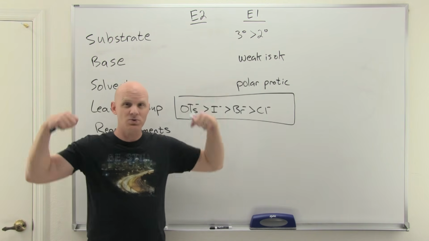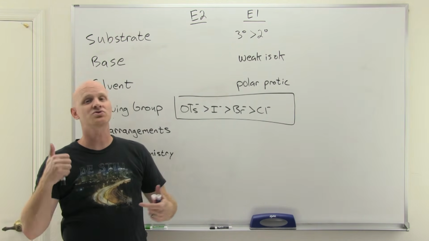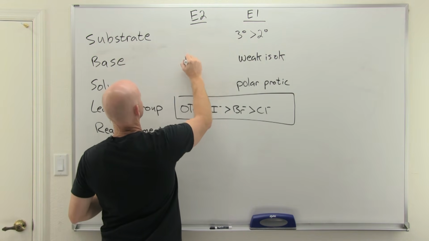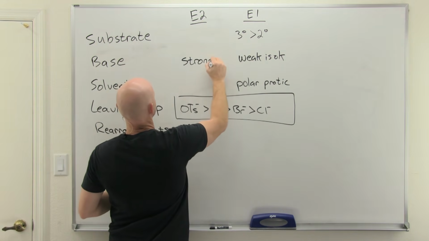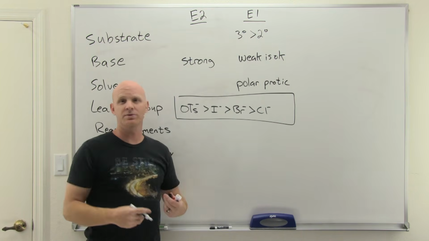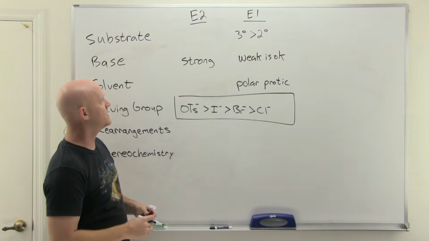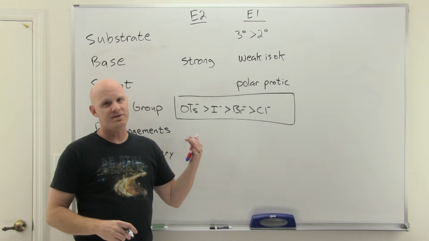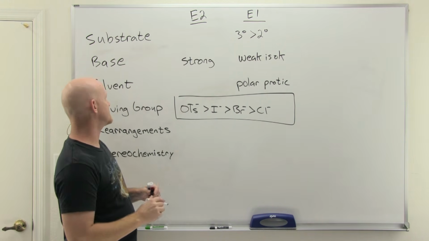And just like SN2, where you need a strong nucleophile, E2, we're going to need a strong base. And it turns out there's some subtle differences on who's a strong nucleophile, who's a strong base, that we'll see a little bit down the road. But we do need a strong base. It's involved in the rate determining step, and the stronger the base, the faster the E2 elimination reaction.